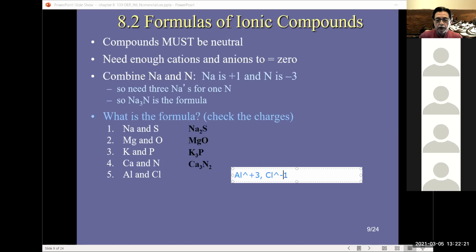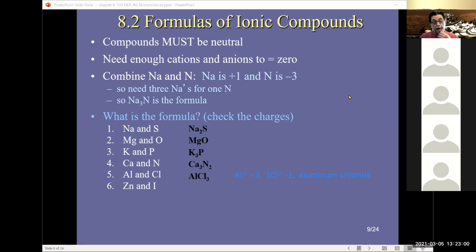Okay, so here you can see that we need 3 chlorides. Notice the name. The name went from chlorine to chloride. That would be true for bromine. It goes to bromide. Iodine goes to iodide. Okay. Name, nothing happens to the metal. It's aluminum chloride. Okay. And our formula becomes AlCl3.